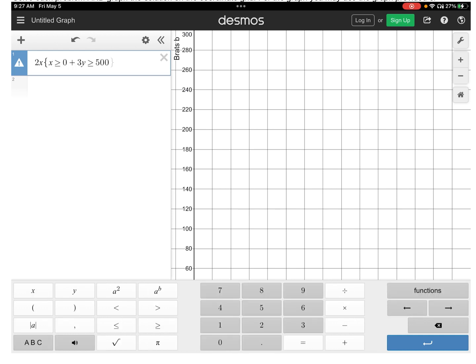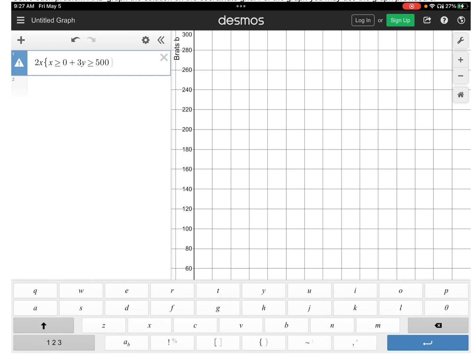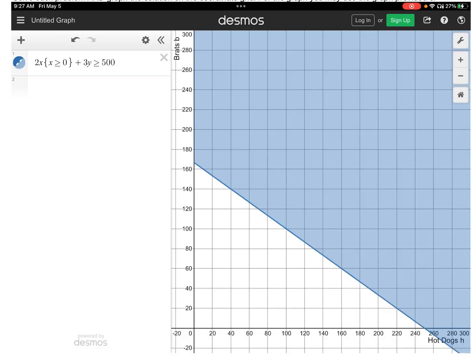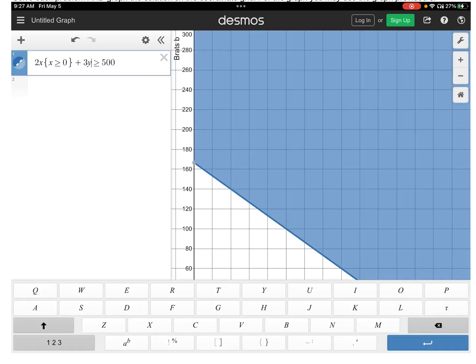greater than or equal to 0, and then we have to go hit the ABC again, hit the little up arrow this time to go to the other side, and then use that close bracket. Notice what we've done now is on the left, we've limited it to strictly x greater than or equal to 0. There's no negative hot dogs anymore, because again, can't have negative hot dogs.